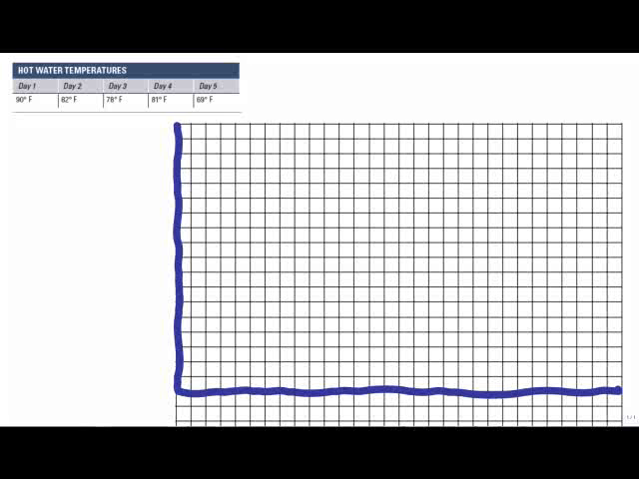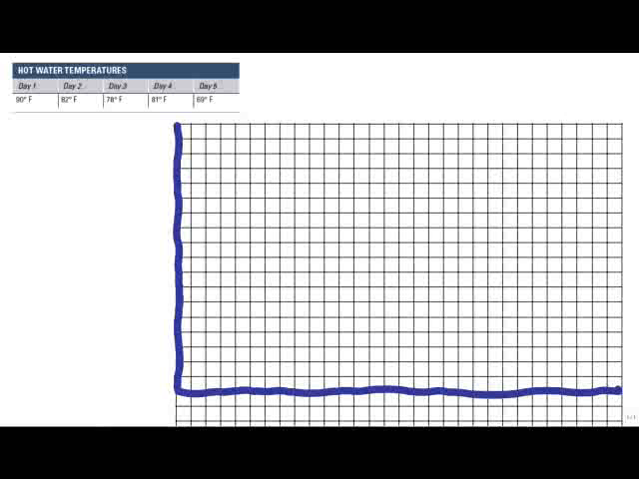So here we have a hypothetical situation. Say your hot water heater is going on the fritz. You suspect it's going to break soon. So what you've been doing is just keeping track of the last 5 days of the water temperature in your hot water tank. What we're going to do is create a broken line graph based on the data that you've been collecting, just to give us a visual representation of what it looks like.